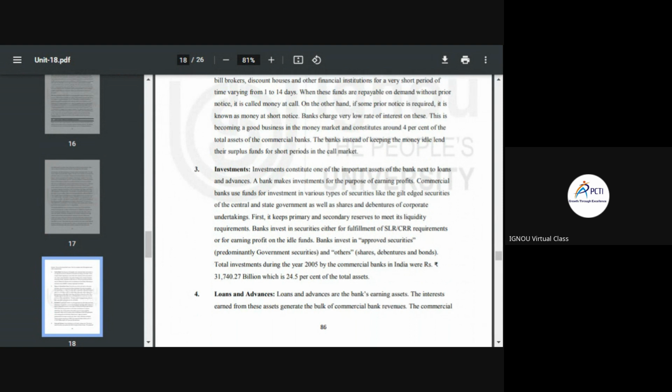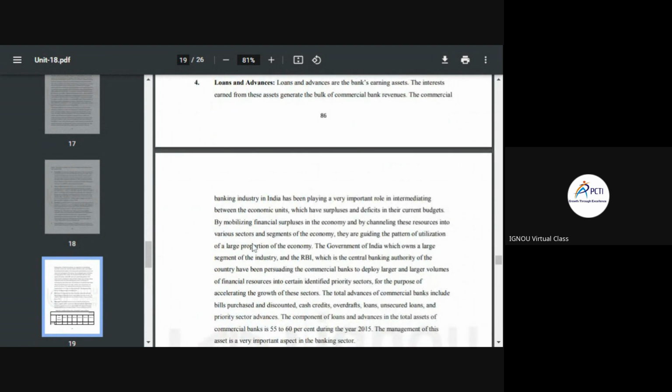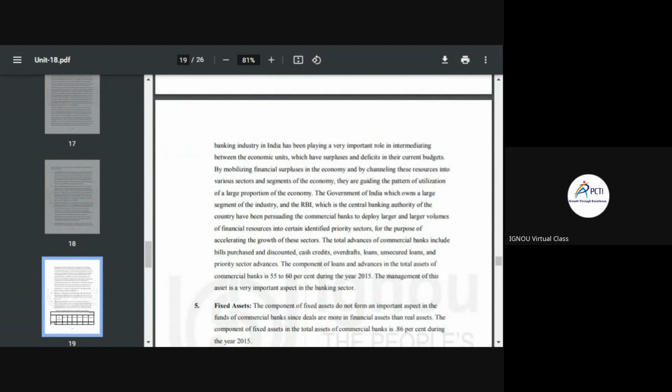Next one is investment. Investment constitutes one of the important assets of the bank next to loans and advances. So basically, a bank makes investment for the purpose of earning profits. Commercial banks use funds for investment in various types of securities like gilt-edged securities of the central and the state government, as well as shares and debentures of corporate undertakings. Next one is loans and advances. So basically, the interest earned from these assets generates the bulk of commercial bank revenues. So the commercial banking industry in India has been playing a very important role in intermediating between the economic units.